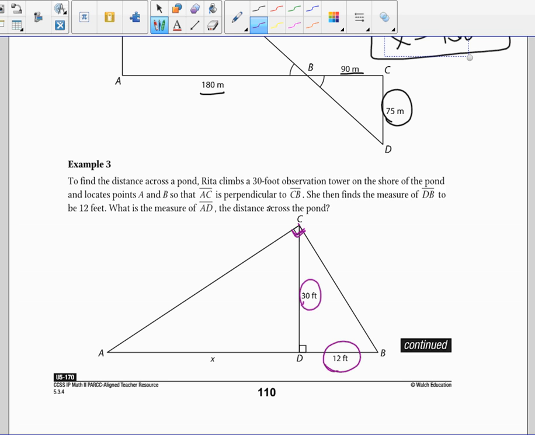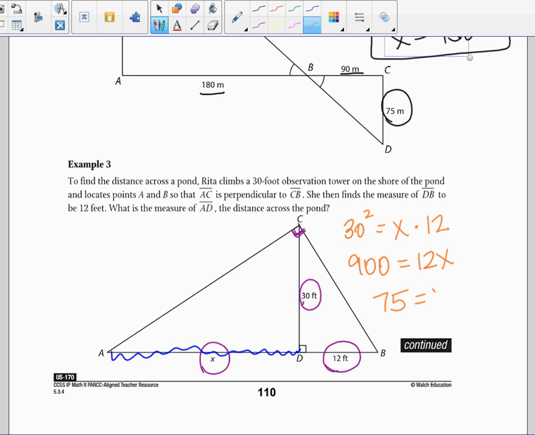What's the measure of AD, which is the actual distance across the pond? So you're assuming that this is the distance across the pond. So if you look, we have an altitude here. So we can use our formula of altitude squared equals left times right. So we're going to get 30 squared equals x times 12. So we end up with 900 equals 12x. And then you divide both sides by 12, you get 75 for x. So the distance across the pond is going to be 75 feet.